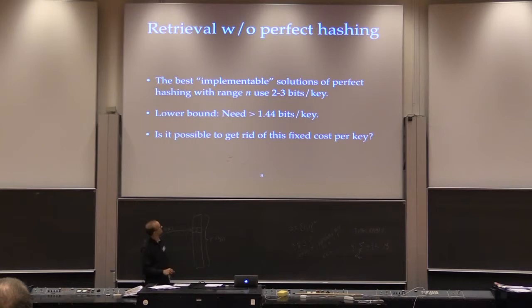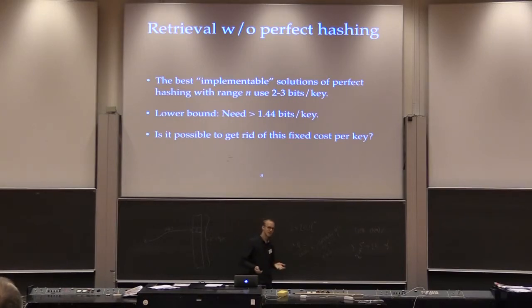So it's possible to show that to store a perfect hash function, basically because they are so rare, exponentially rare in the number of elements, you need more than 1.44 bits per key. So there's no way we can hope to get below that.